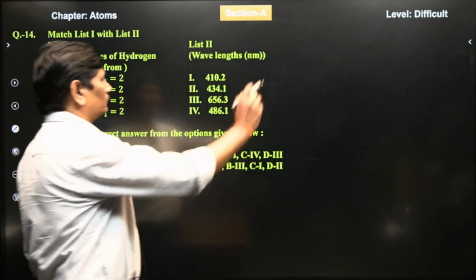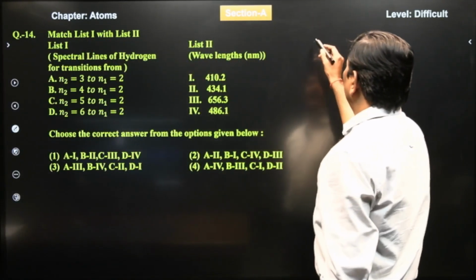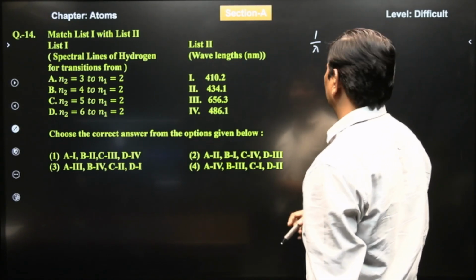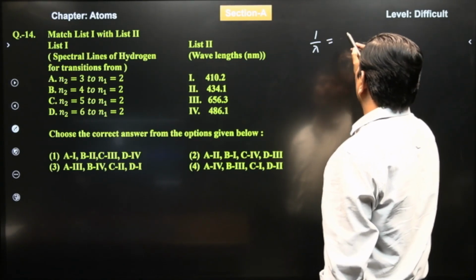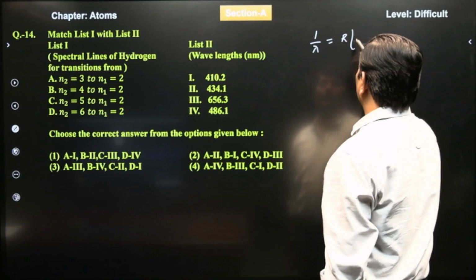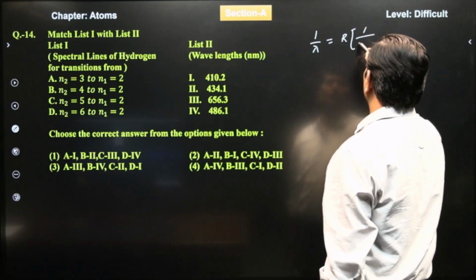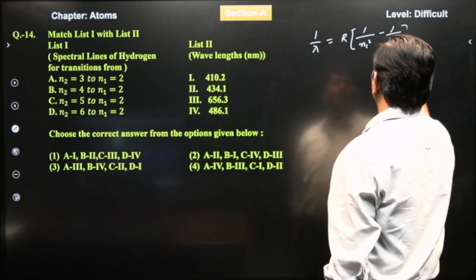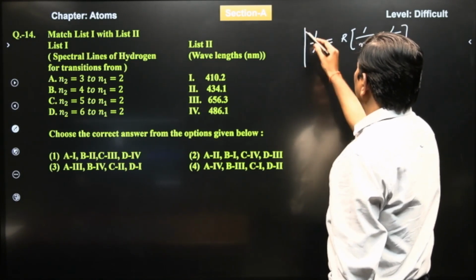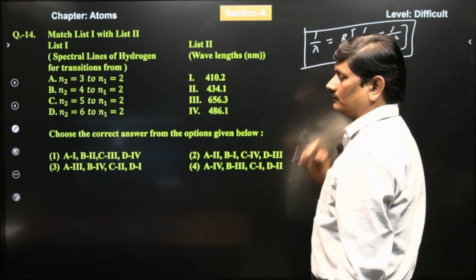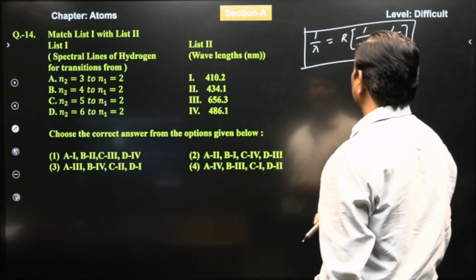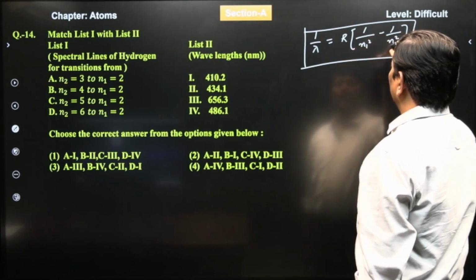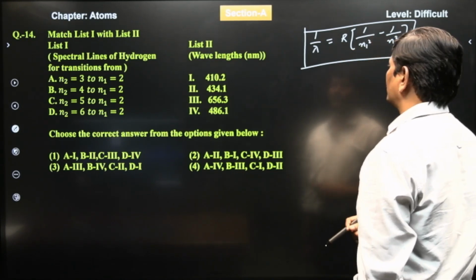We know, in Bohr's theory, to find the wavelength of the characteristic spectral line, 1 by lambda is equal to capital R, Rydberg constant, into 1 by n1 square minus 1 by n2 square. This relation is enough to find that lambda, because it is for the hydrogen.